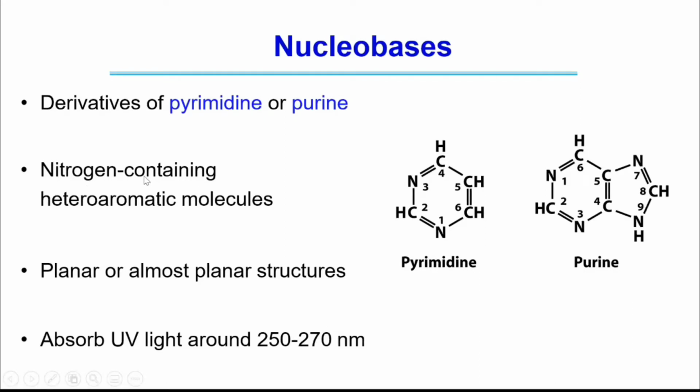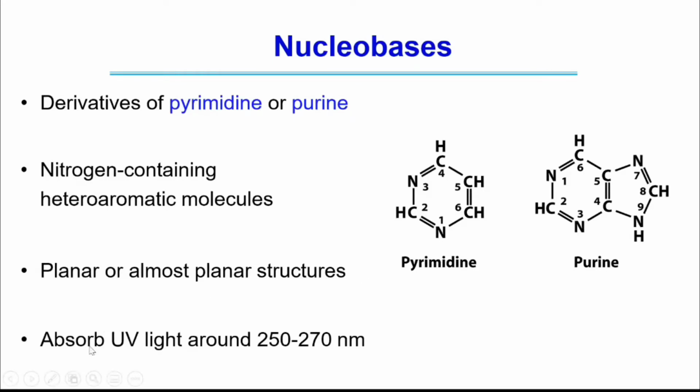So these are nitrogen containing heteroaromatic molecules. So nitrogen, yes, we have it. Heteroatomic means there are not just one type, but different types. And aromatic is a ring. So that explains these two structures. They're almost on one plane. That is, they're not three-dimensional. They're more like a paper, like imagine a paper. So they're more like a planar structure.